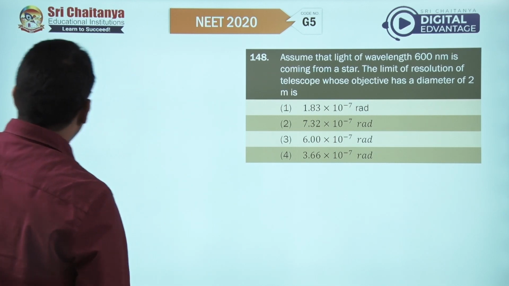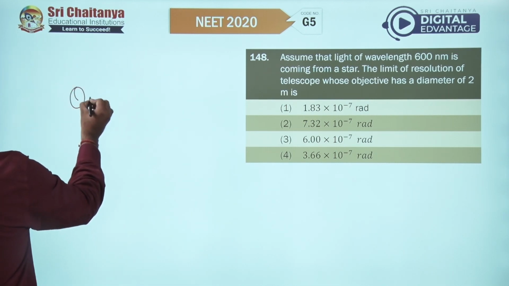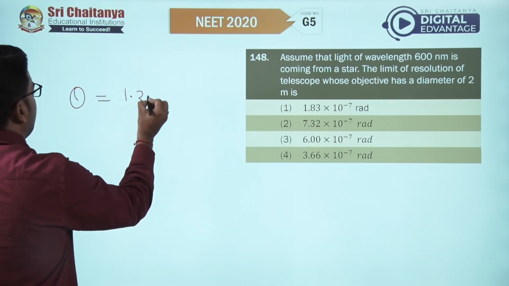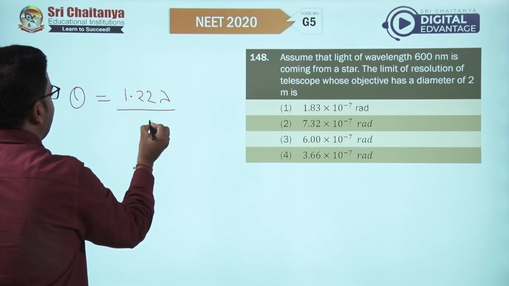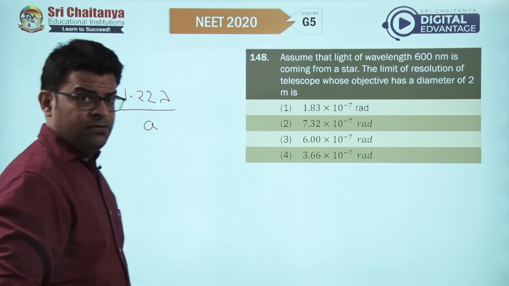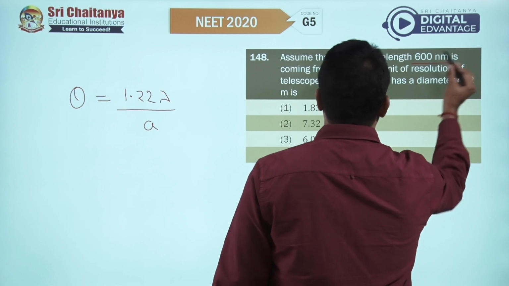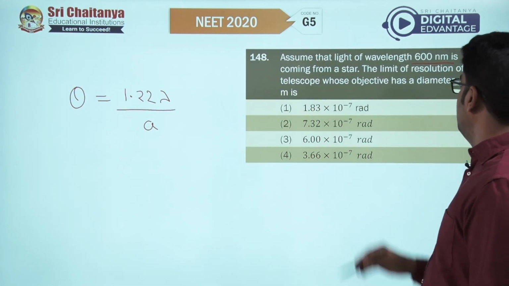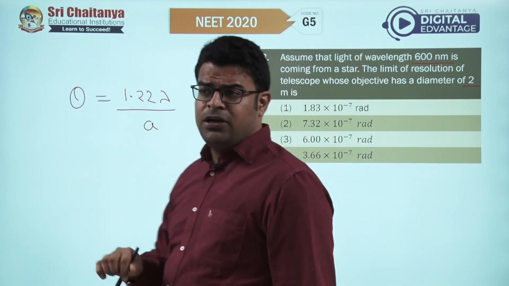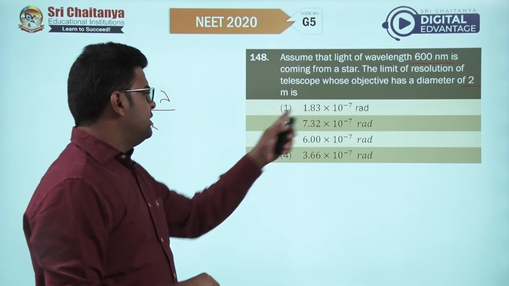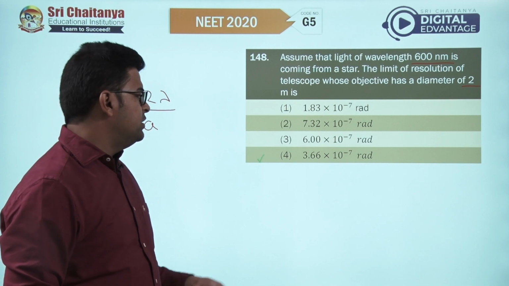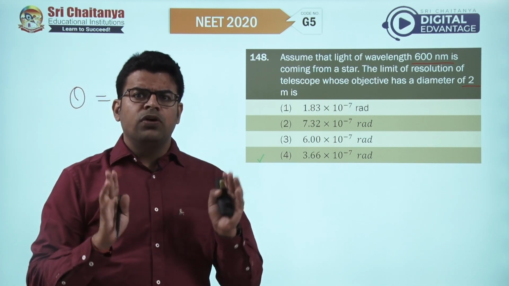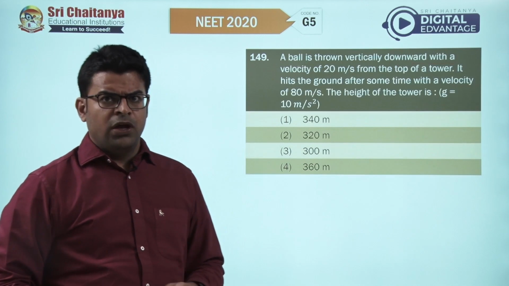So now here we know that the limit of resolution, the smallest angle that can be resolved, is given by 1.22 lambda by A. What is lambda? Wavelength, which is given as 600 nanometer. What is A? Aperture of the objective, which is given as 2 meter. So convert this 600 nanometer into SI system and substitute the 2 meter here, you will get the answer to be 3.66 into 10 raised to the power of minus 7 radian. Again, no difficult calculation is involved here.